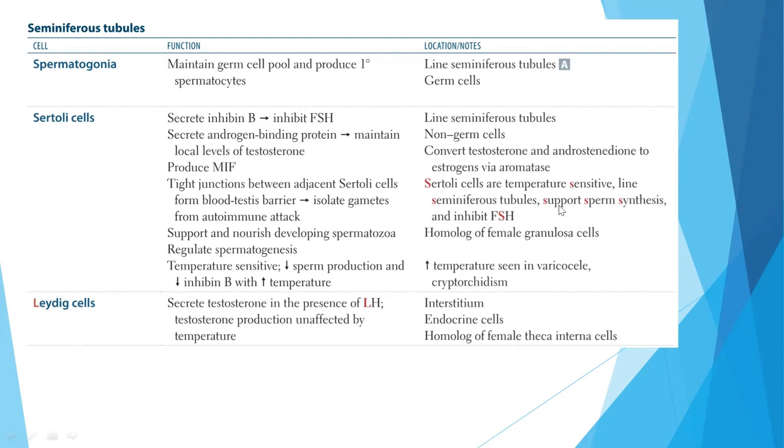They line the seminiferous tubules and they support sperm synthesis. Remember, they are the supporting cells. They do not make sperm. Sperms are made by spermatogonia. So Sertoli cells are supporting cells and they form the blood-testis barrier. The Leydig cells secrete testosterone in the presence of luteinizing hormone, and testosterone production is unaffected by temperature.